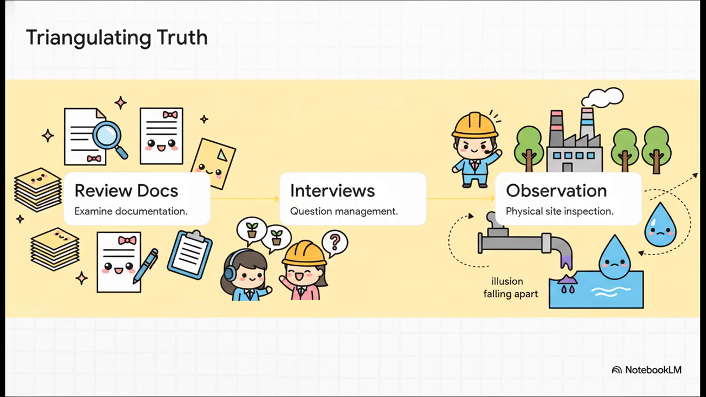And they triangulate the truth through a rigorous three-step process. They don't just sit in a conference room all day. Step 1 is reviewing those documents. Step 2 is interviewing management and operational staff to see if they actually understand their environmental boundaries. And Step 3 is physical site observation. Because if the paperwork says a production line is excluded, but the auditor walks the floor and physically sees that line pouring chemical runoff into a shared drainage system, the illusion falls apart instantly.